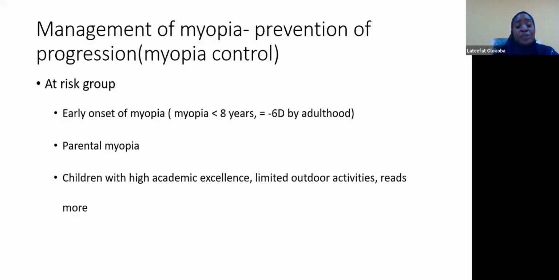Also, children born to parents that have high myopia or that are myopic are at risk of progression to high myopia also. Children that have high academic excellence, children that are doing excellently in school and with limited outdoor activities, are also at risk of myopia progression because of the intense near work that they engage in.